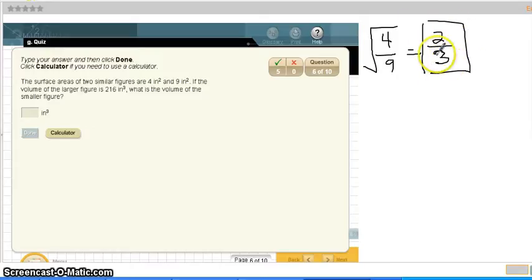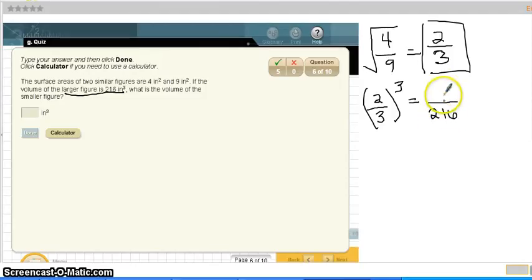When you go to compare the volumes, we now have the volume of the large figure is 216. Volume, remember, is your similarity relationship cubed. The large figure is the bottom of our fraction, so we're going to fill it in the bottom part of our fraction, and x would be the volume of the similar figure.